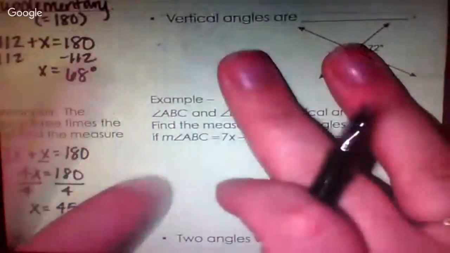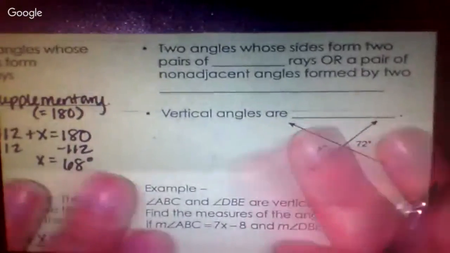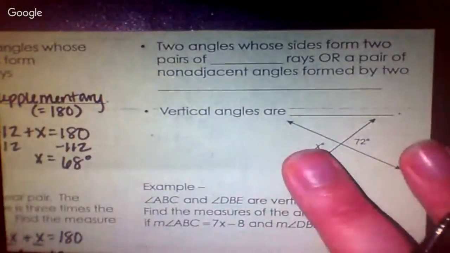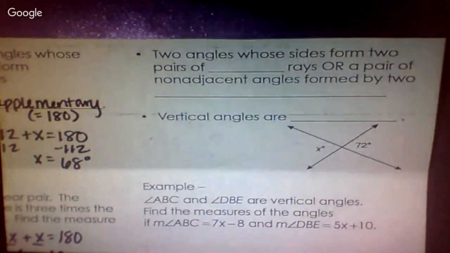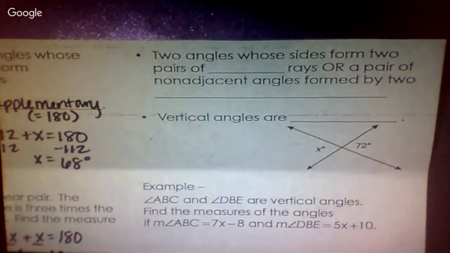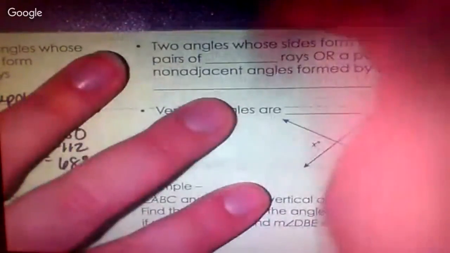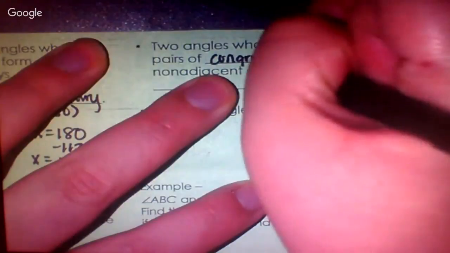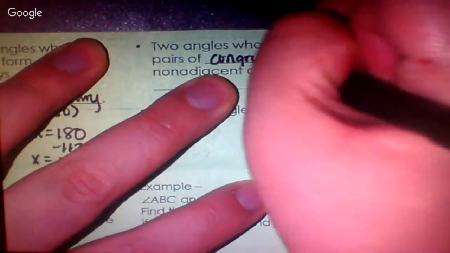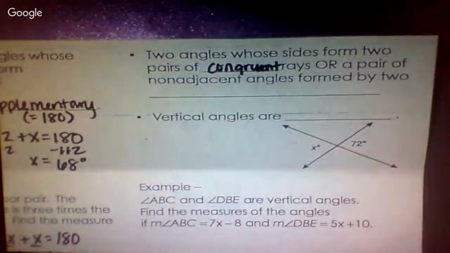If you open this one up, again, we need to talk about definition first. Vertical angles are two angles whose sides form two pairs of opposite rays, or a pair of non-adjacent angles formed by two intersecting lines. What's that thing? Congruent.